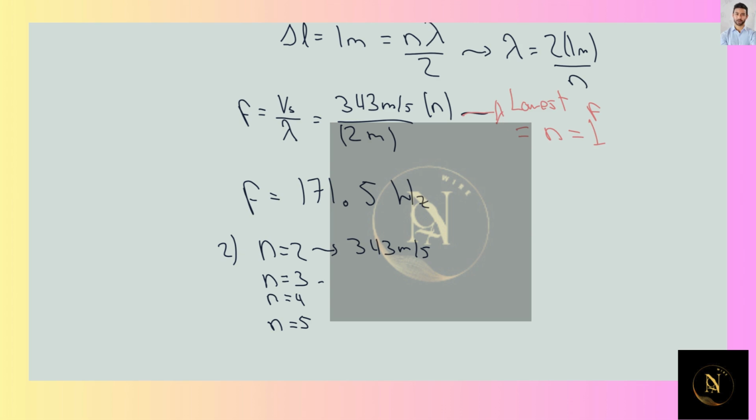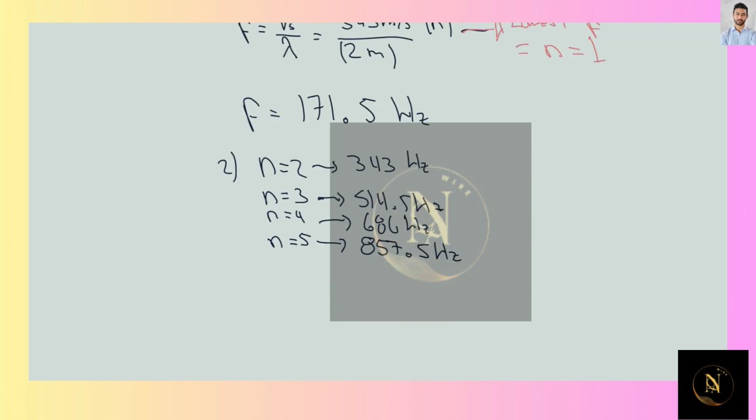For n equal 2, 343 hertz in this case. For n equal 3, what we're going to get is 514.5 hertz. For n equal 4, it corresponds to 686 hertz. N equal 5 gives us 857.5 hertz.